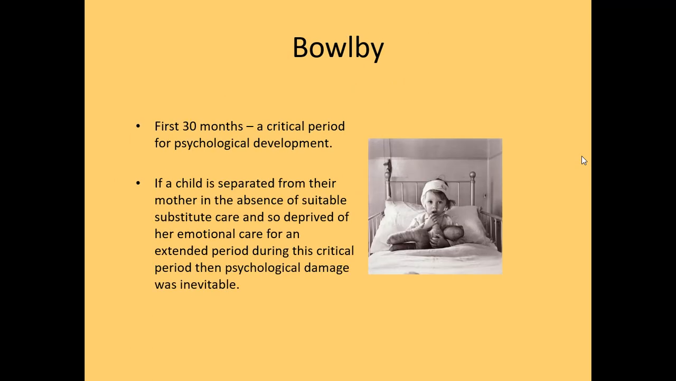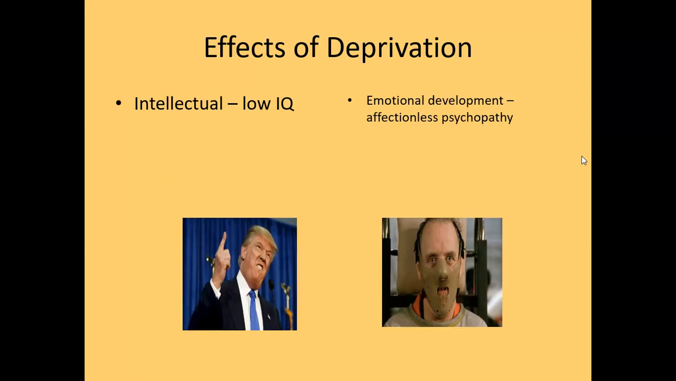Bowlby's arguing that the first 3 years, or specifically the first 30 months, is a critical period for development, and it's separation from the mother in this period that's going to be important, and that psychological damage is inevitable. It's a very deterministic theory. Bowlby argues that any separation will always result in harm. There's no free will here. Some of the effects of deprivation are intellectual, so low IQ, and emotional development. Bowlby argues that children can become affectionless psychopaths, so they can lack emotion.